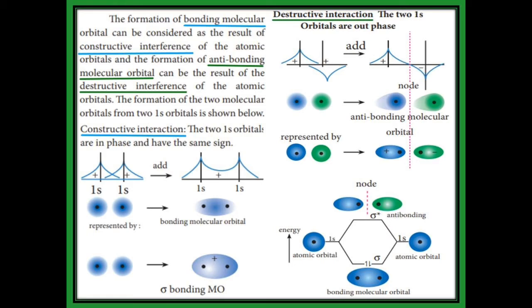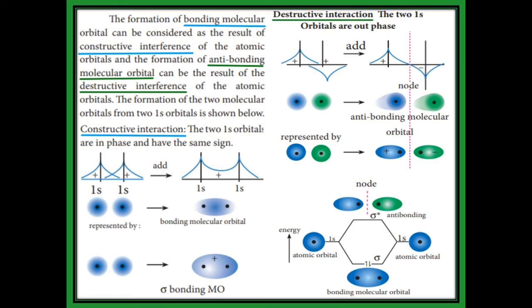But what is the difference between constructive and destructive? In constructive interaction, both wave functions are above the line. In destructive interaction, one wave function of the 1s orbital is above the line and the other wave function of the 1s orbital is below the line, so they are going to cancel. Now we get the antibonding molecular orbital.